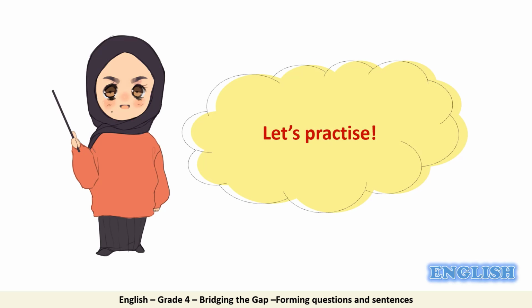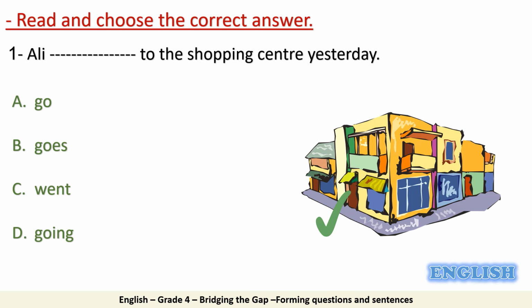Now, let's practice. In this activity, you are going to read and choose the correct answer. Number 1. Ali to the shopping center yesterday. This sentence is written in the past because we have the word yesterday. So, which one is going to be the correct answer? Go, goes, went, or going? Very good. The answer is went.